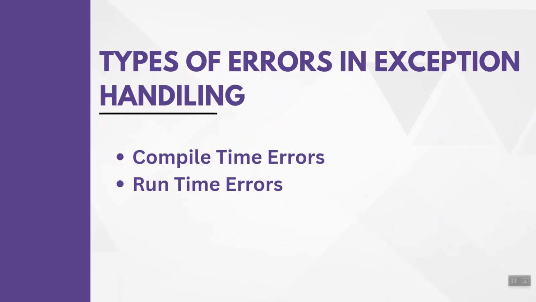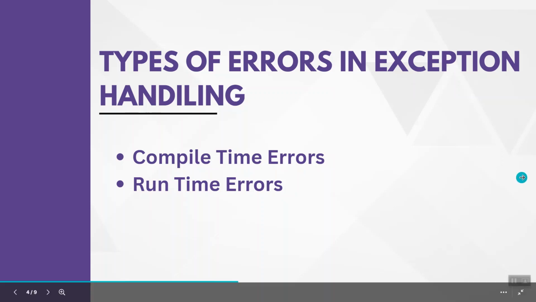Let's see the types of errors in exception handling. There are two types of errors in exception handling. One is compile time errors and the second one is runtime errors. A compile time error is an error that occurs when compiling the program, and runtime errors occur during the execution of the program.